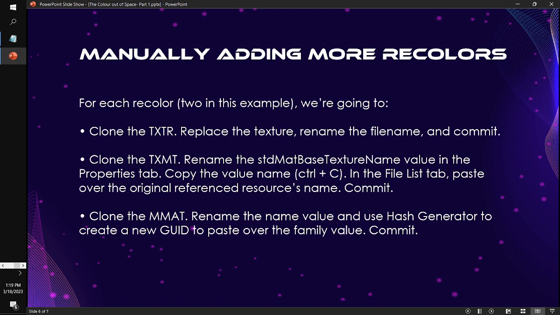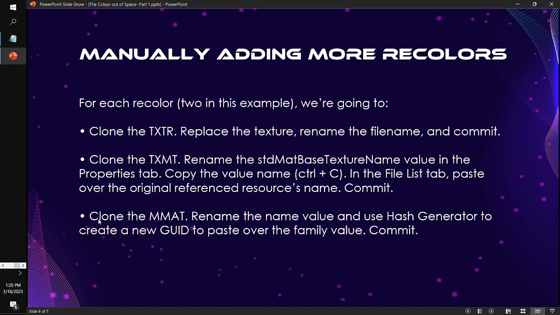So manually adding more recolors. Instead of going to Object Workshop and creating a color extension package or a recolor for every single texture, we're going to manually add two textures. And to do that, the procedure we follow is clone the TXTR, replace the texture, rename the file name, and commit. Then clone the TXMT, rename the stand mat base texture name value in the Properties tab, copy that value, and in the File tab, we paste that name over the original one referenced in the file name.